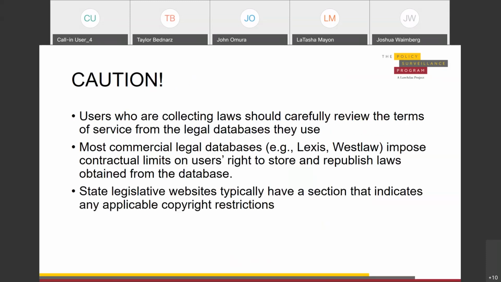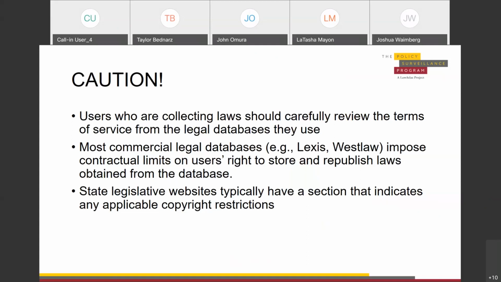A word of caution before we move on to this process. This is our lawyerly note. Here at the policy surveillance process, the vast majority, if not all of us, happen to be lawyers, so of course we need to include a word of caution that users who are collecting laws should carefully review the terms of service from any legal database or internet database or otherwise that they use. Most commercial legal databases, i.e. Lexis, Westlaw, the ones that we use here at our shop, impose contractual limits on users' rights to store and republish the laws obtained from that database.